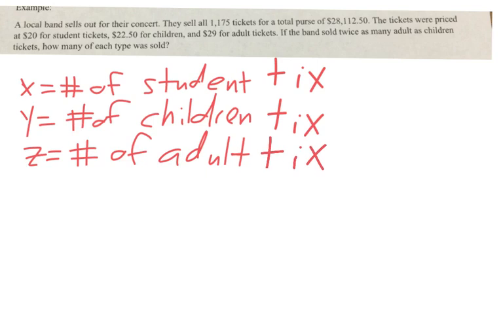Okay, so does anybody see an equation they could write? This one always messes me up. If the band sells twice as many adults as children, which number is bigger? The adult tickets is bigger. So Z has to equal, if I double the number of children's tickets, it should be equal to the number of adult tickets. That's the way I have to say that to get that right in my head. So there is one equation.